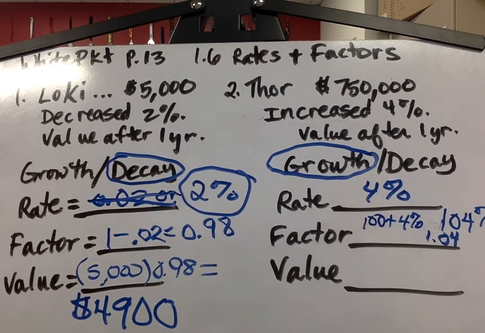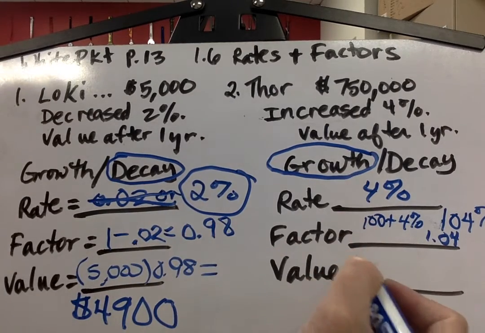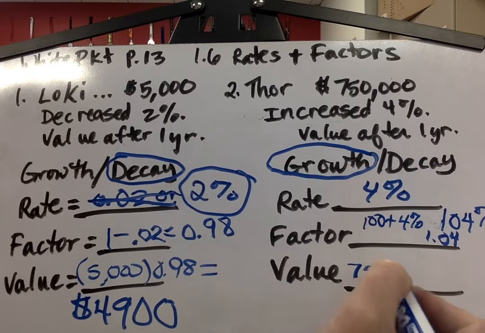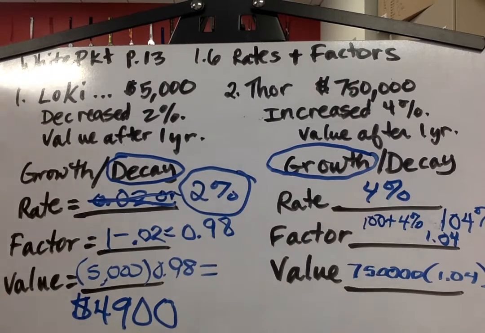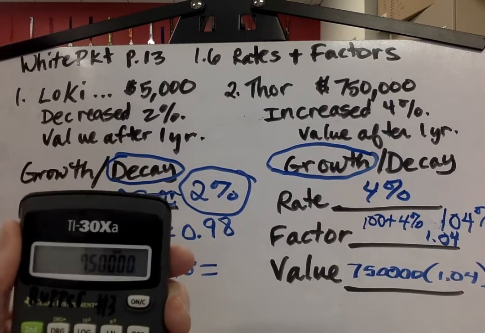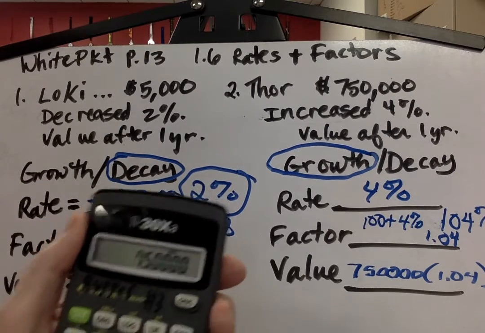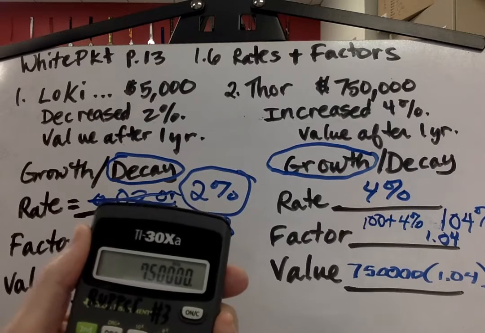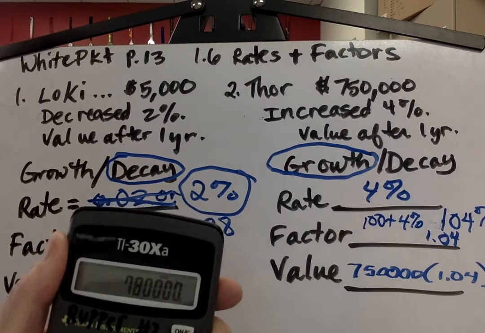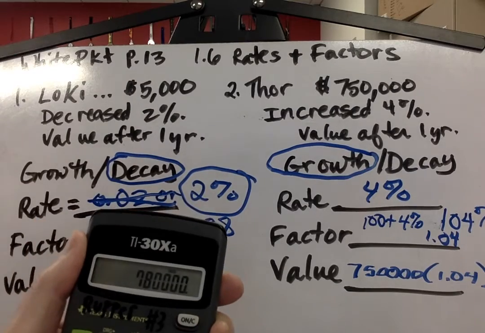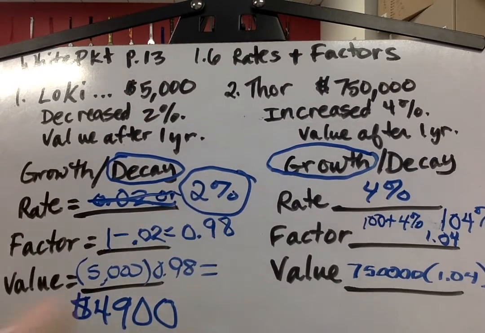So the value is going to be 750,000 times 1.04, and that will give us the value of the house. Okay, so we take our handy dandy calculator, 750,000 times by 1.04, and it's $780,000.